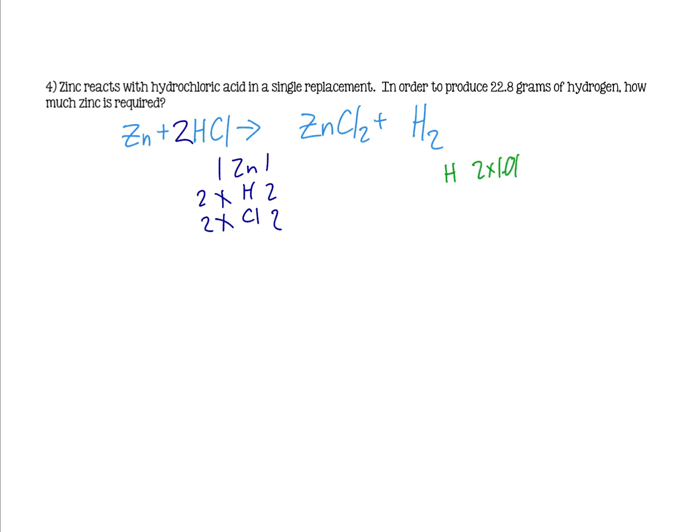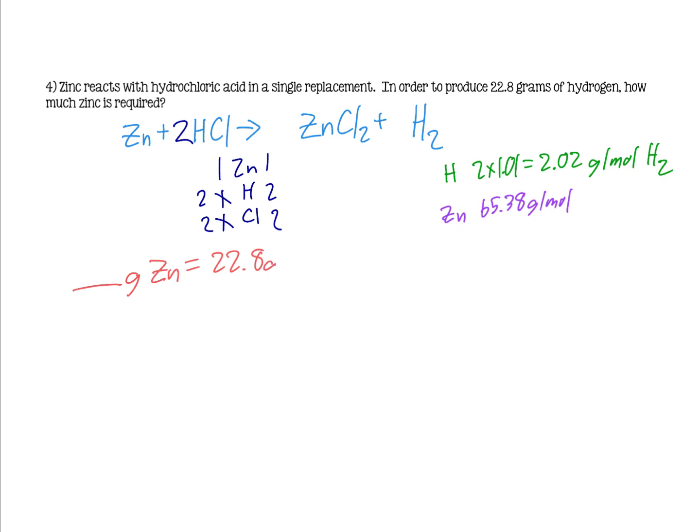And then, now that everything's balanced, we can figure out our molar mass. So 2 times 1.01 is 2.02 grams of hydrogen, and zinc has a molar mass of 65.38 according to the periodic table. Now that we know this, we can figure out how many grams of zinc we need by taking 22.8 grams of hydrogen and converting it to moles of hydrogen using the molar mass.